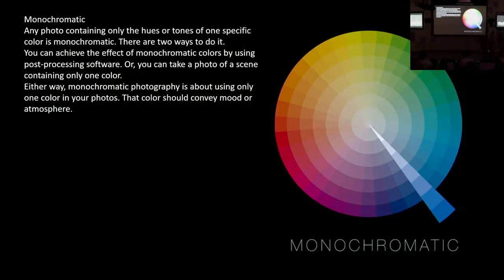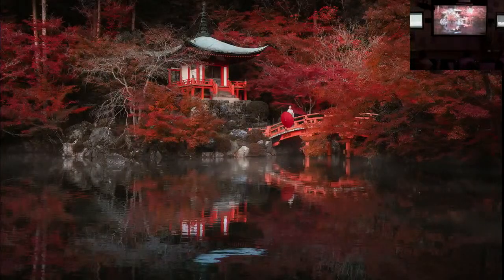Monochromatic, a super easy color combination, very easy to understand. You can take only one color. There are a few ways of achieving monochromatic. Basically, you can either shoot in overcast weather, or you can post-process your images: desaturate everything completely, bring only one tone, and you get images like this.